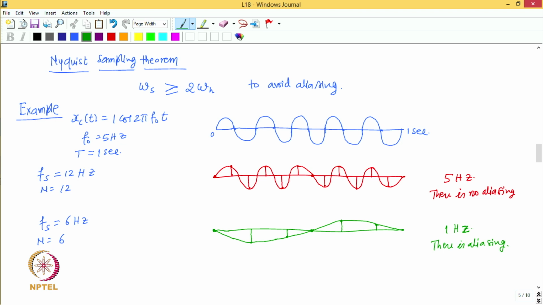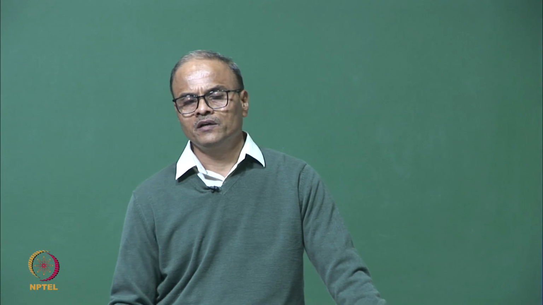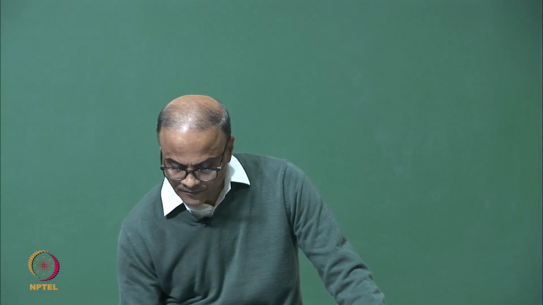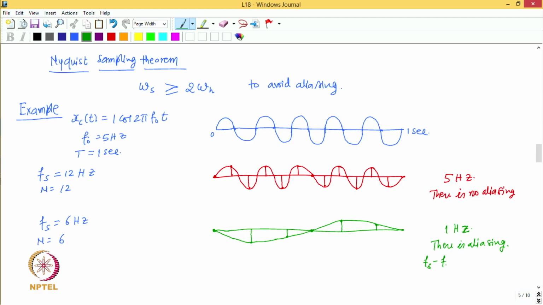This is also confirmed by the sampling theorem, because the sampling frequency of 6 hertz does not satisfy the sampling theorem. It can also be shown that the frequency of the alias signal is given by Fs minus F naught. So if there is aliasing, the frequency of the alias component will be Fs minus F naught. In this case 6 hertz is the sampling frequency, and the true frequency was 5 hertz, and therefore the frequency of the alias component will be 1 hertz. And that is what we see from the reconstructed signal.